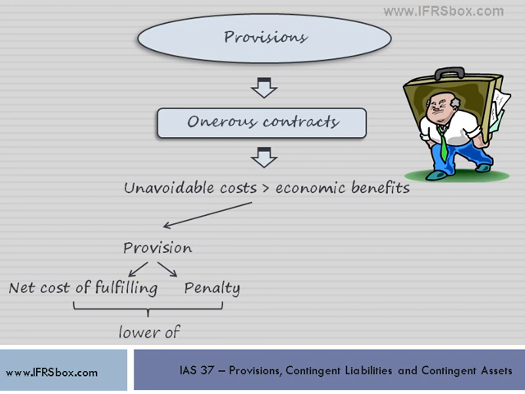Of course, the entity would choose the less expensive option to exit the onerous contract. Similarly, as in the future operating losses situation, an entity must look for any impairment of assets dedicated to the contract in accordance with IAS 36 and recognize it first. Now let's see an example.